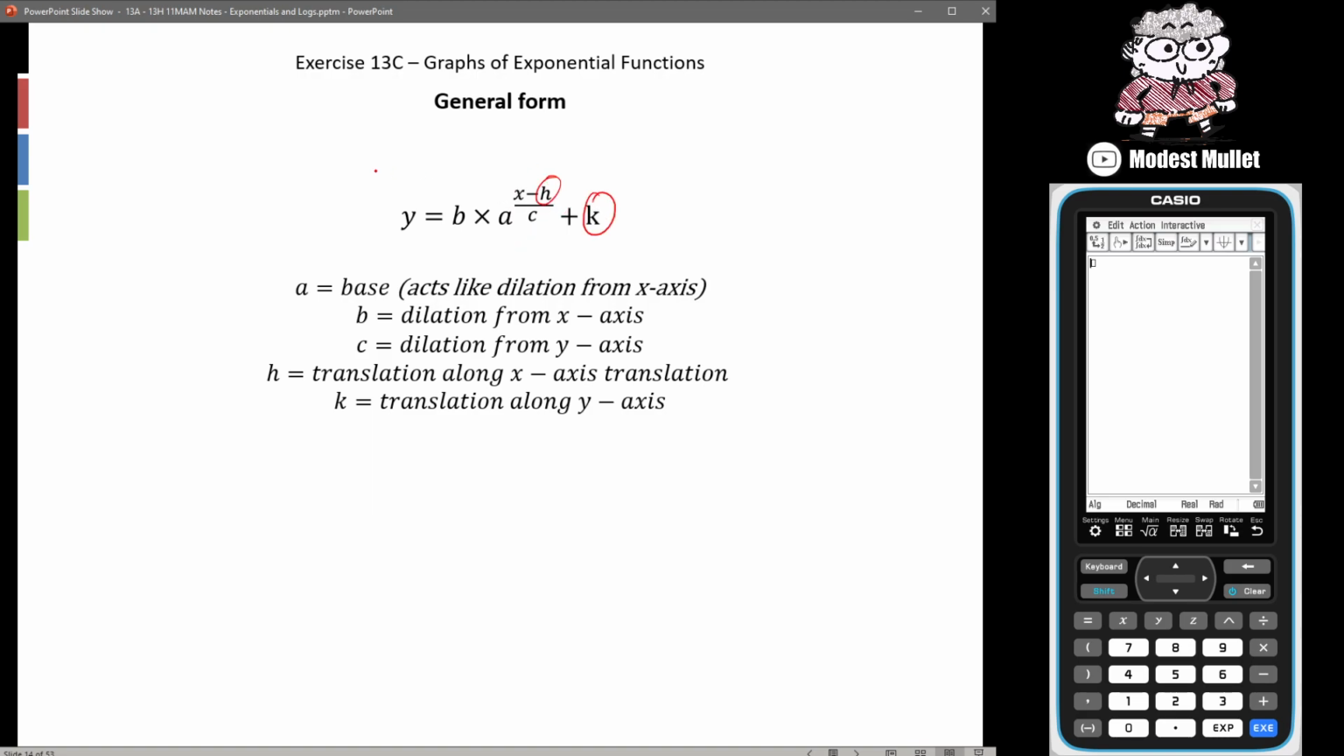H translation, K translation, B dilation, C dilation, and as we've shown, we can also change the base, and that sort of acts like a dilation from the x-axis, because if we changed A from 2 to 3, that's also going to make the graph grow quicker.